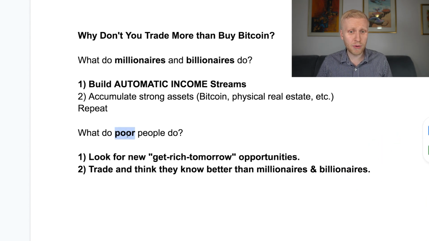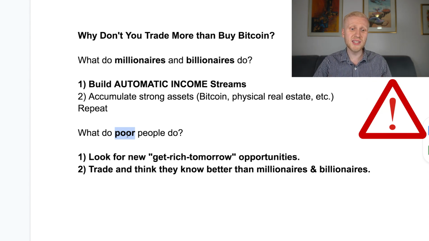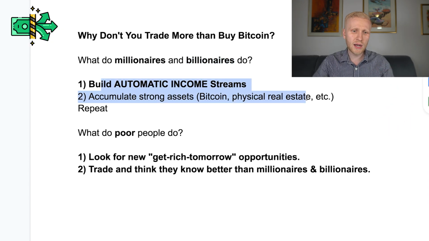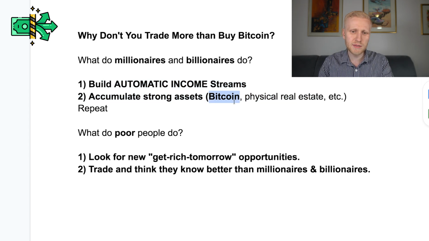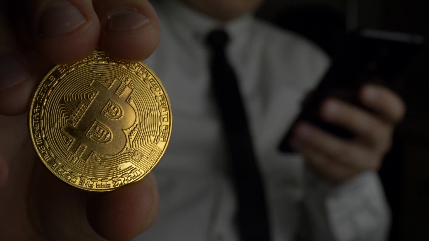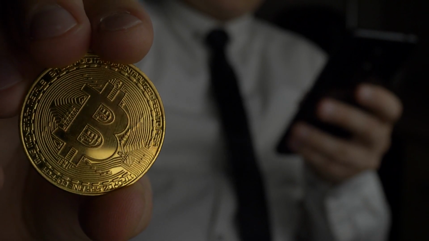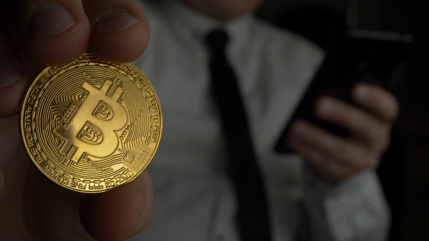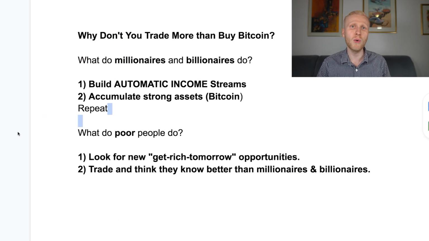So that is why I personally just accumulate Bitcoin. Again, this is not financial advice. This is just what millionaires and billionaires are doing, and that's why I'm doing it as well. I build automatic income streams, so money comes from different income sources, and then I accumulate hard assets, in this case Bitcoin, because Bitcoin has been the strongest asset. It's the most decentralized, it aligns with my values and with my worldview. It's really great, and then I just repeat this process over and over again.